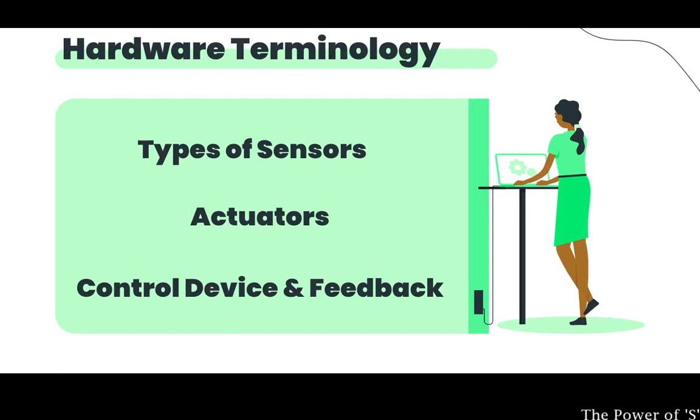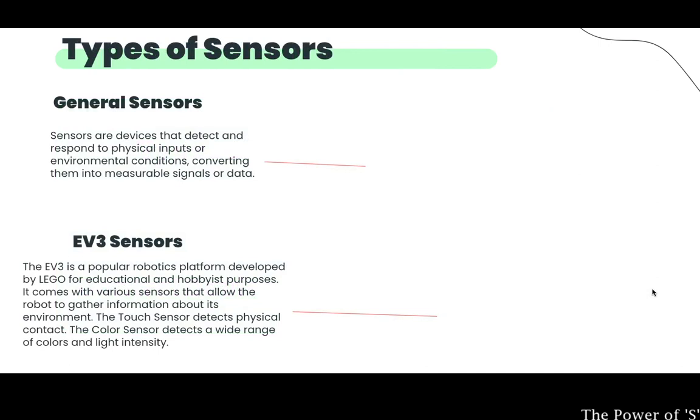So, hardware terminology. Let's grind them. We have 3 parts in hardware terminology: types of sensors, actuators, and control and feedback devices. These next sections are going to be very short. So let's go have fun.